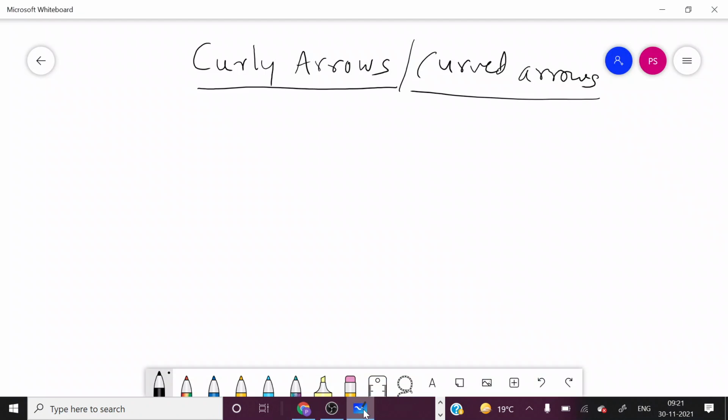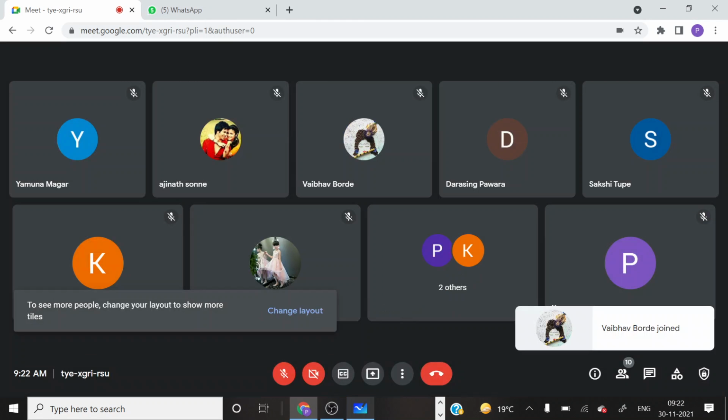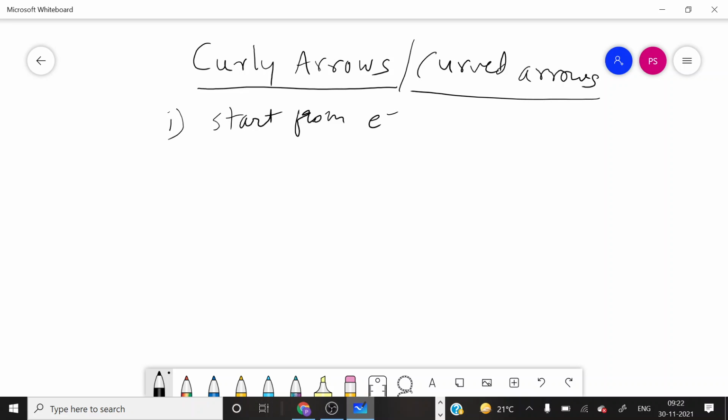Now there are certain rules to write the curved arrows. Curved arrows or curly arrows are used to show the movement of electrons. So first thing, the arrow should start from electrons. Okay, electrons may be a single electron, that is an unpaired electron, or a lone pair of electrons, or a bond.